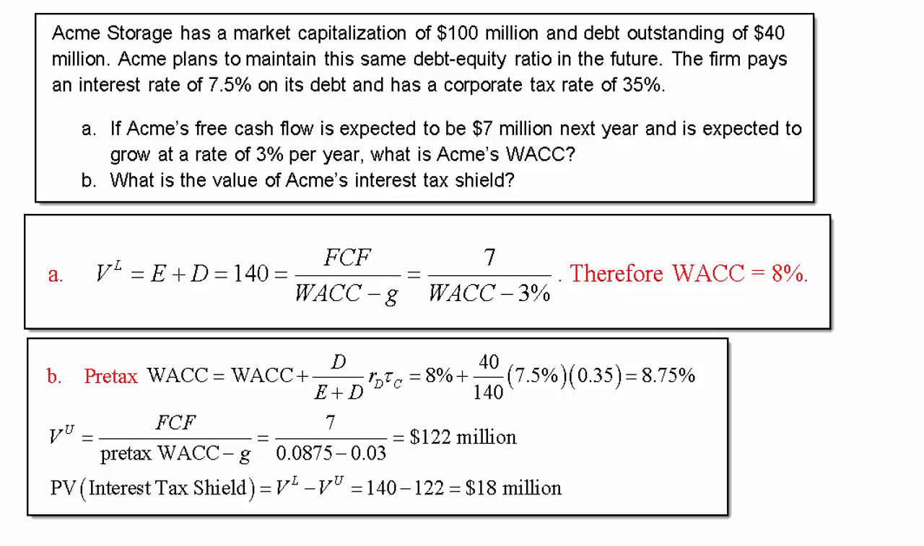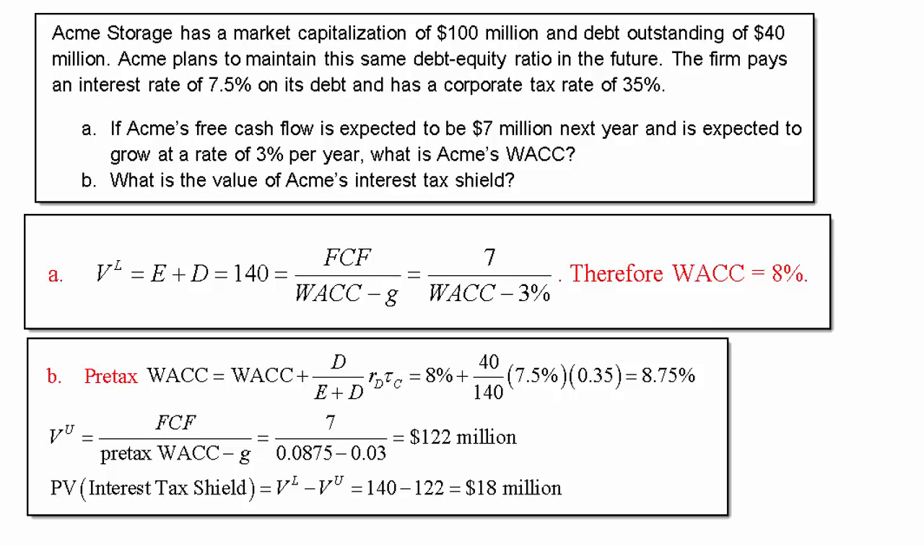So now to find the value of the firm unlevered, take free cash flow, divide it by pre-tax WACC, or pre-tax weighted average cost of capital, minus the growth rate. So 7 divided by the 8.75% we just calculated, minus the 3%, comes up with $122 million. That's now the value of the firm unlevered.